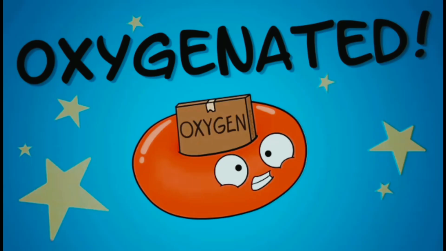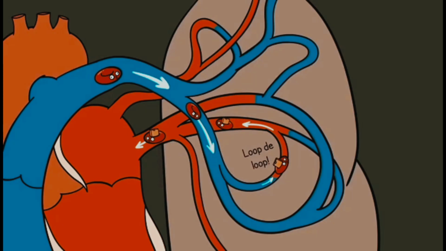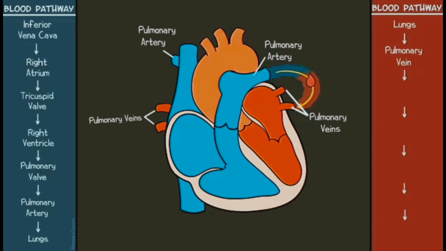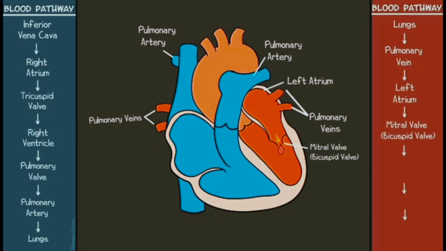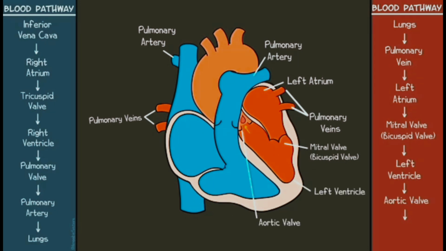Now this blood is oxygenated. It needs to return to the heart so that the heart can pump it throughout the body. The oxygenated blood travels through a pulmonary vein to the left atrium. The left atrium contracts and the blood travels through the mitral valve, also known as the bicuspid valve, into the left ventricle. The left ventricle contracts and pumps the blood through the aortic valve and out a major artery known as the aorta. The aorta is a major artery that carries oxygenated blood throughout the body.